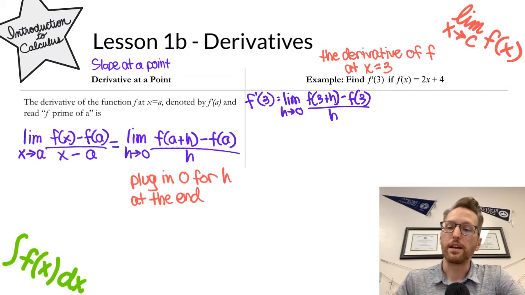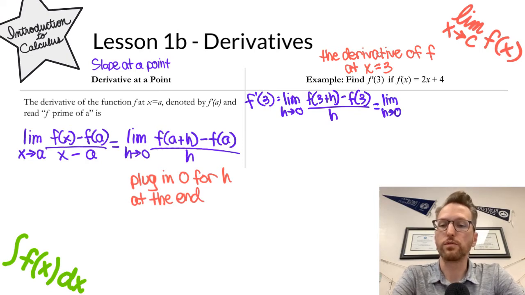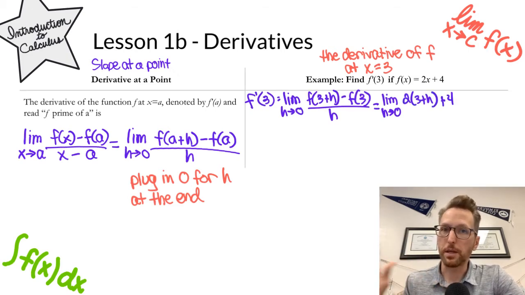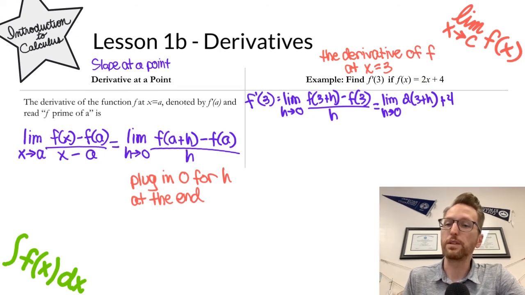Notice that that notation is saying, hey you, plug in 3 plus h into f. And hey you, plug in 3 into f. So let's do that next. The limit as h approaches 0 is equal to 2 times 3 plus h plus 4, minus some other stuff that I'll tell you in a moment. But notice that 2 times 3 plus h plus 4 is plugging in 3 plus h for x. Then we subtract f of 3, which is simply 3 plugged in for x. So it's 2 times 3 plus 4.